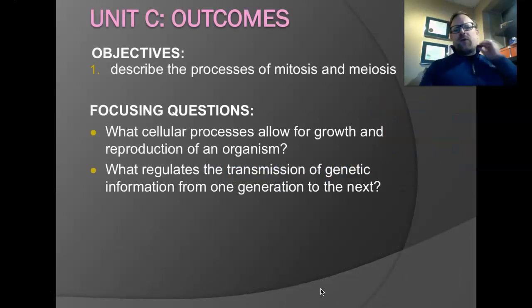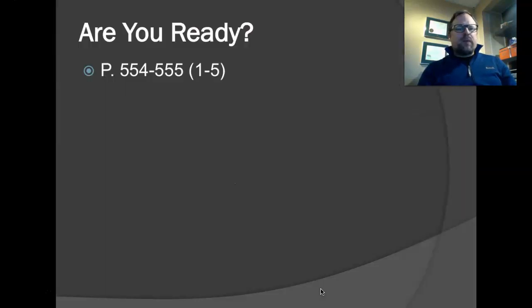So for this particular part of the unit, our main objective is to describe the processes of mitosis and meiosis, with the focusing questions: what cellular processes allow for growth and reproduction of an organism, and that's our cell division plus part of the cell cycle, and then what regulates the transmission of genetic information from one generation to the next. That's kind of our lead-in to the rest of this unit from C4 on.